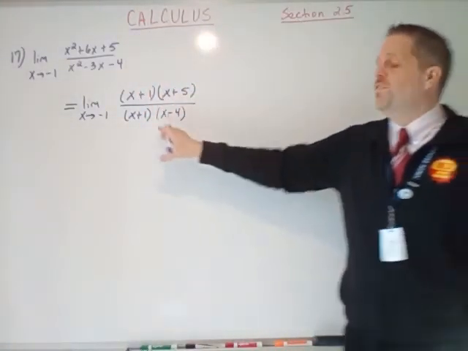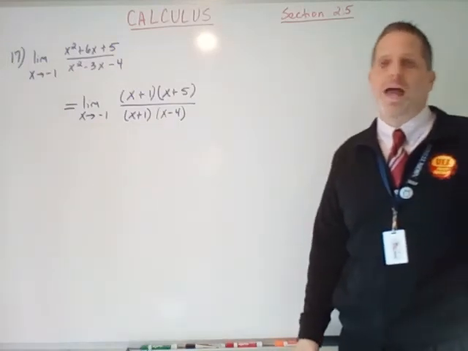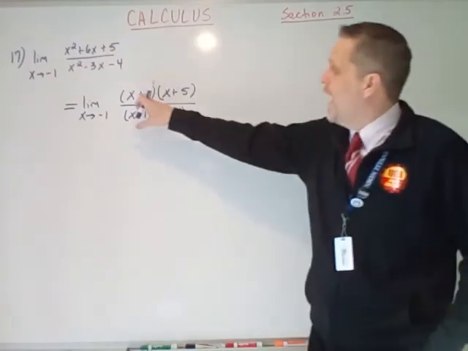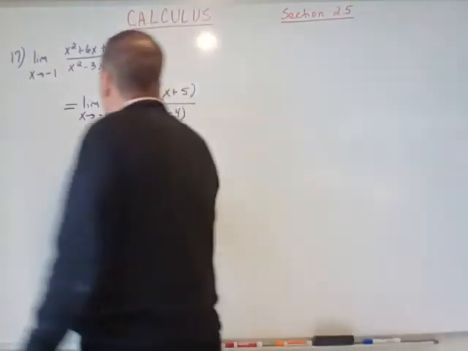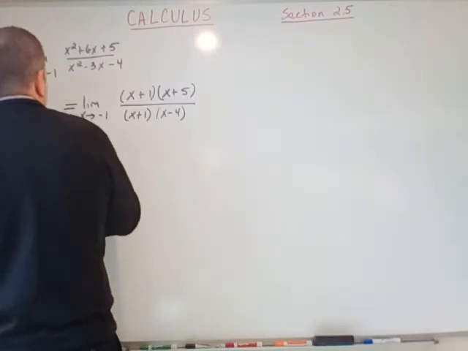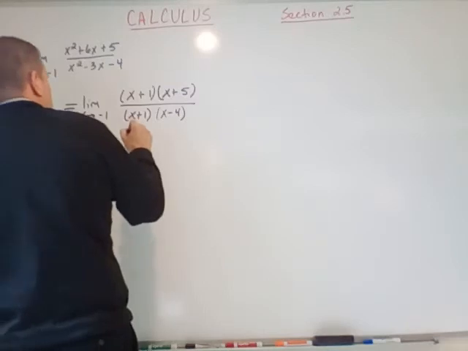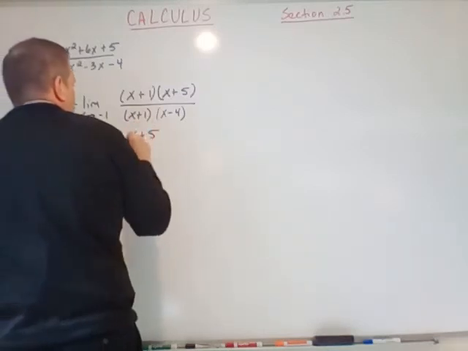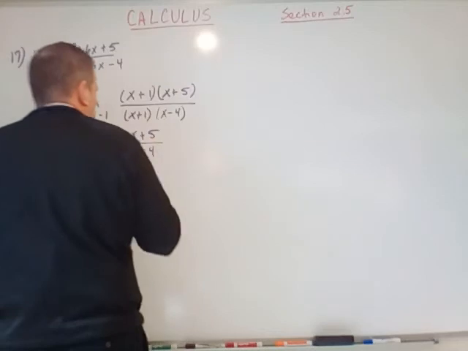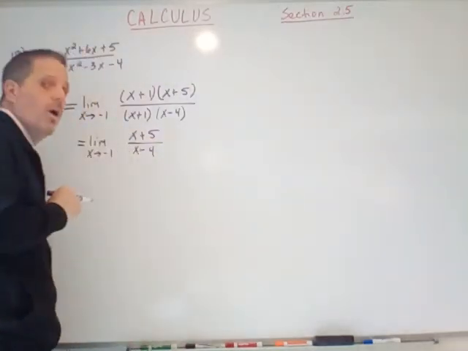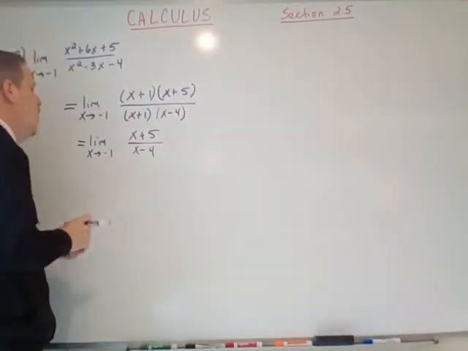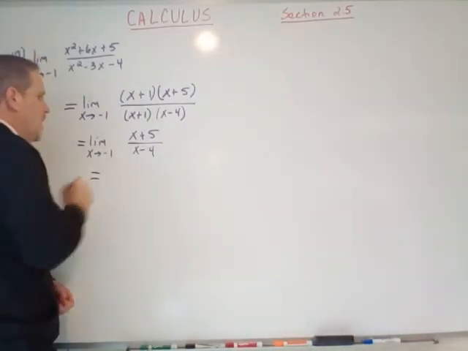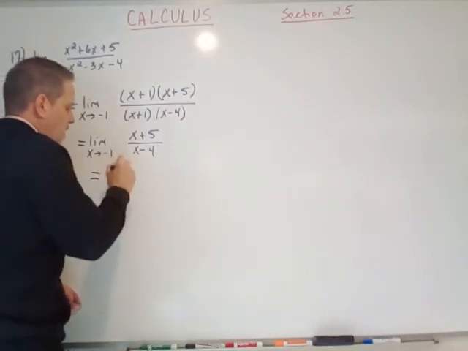So now that we've factored both the numerator and the denominator, we realize that they have a common factor involved here, the binomial of x plus 1. So we can cancel those out and be left with our limit as x approaches -1 of our numerator now x plus 5, our denominator x minus 4. At this point, when we plug in that -1, we don't get 0 over 0. So I'm going to drop my limit notation. I'm going to plug in that -1.